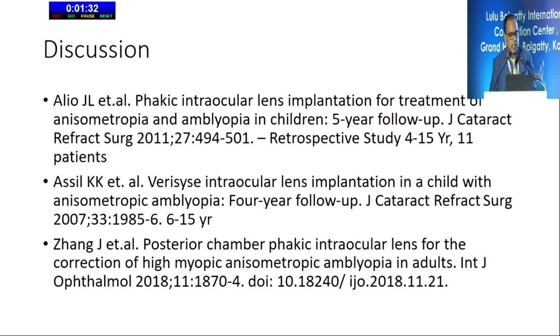In the discussion part, AIOCG have done the same thing for the treatment of anisometropic amblyopia in children. They have a longer follow-up, but it was a retrospective study and they included a lower age group with a sample size of 11. Compared to the SLKK study, they used the Verisyse iris-claw ACIOL, so it has its own complications. Jang et al also used this technique, but the sample size was 11.